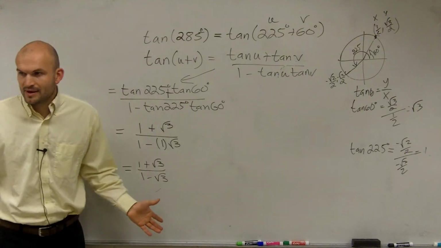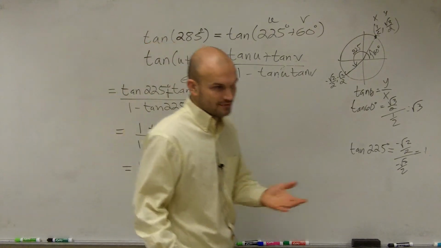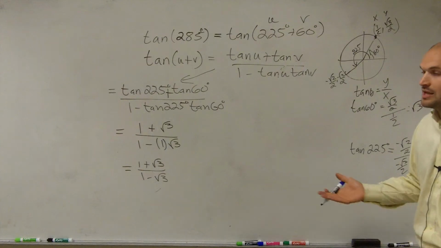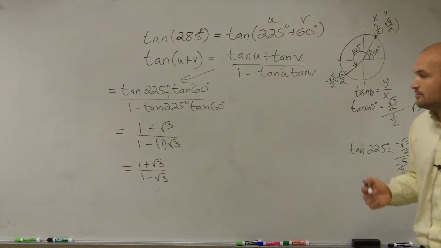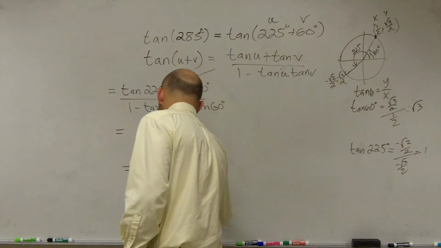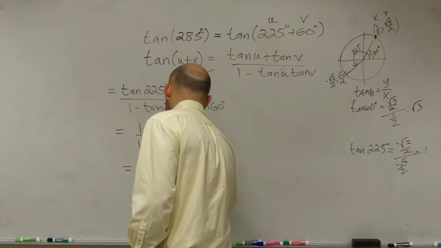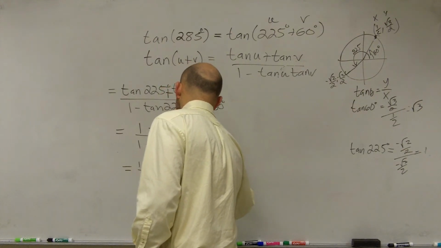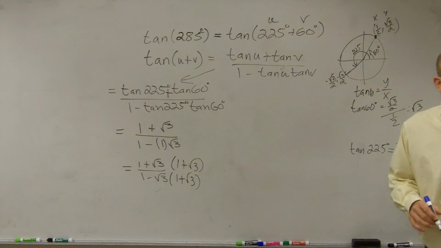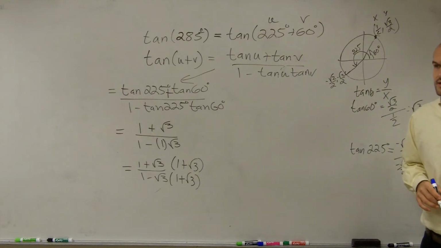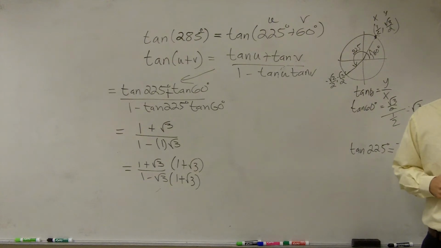Well, ladies and gentlemen, when we have a problem like this, if you get to this point, now we need to rationalize the denominator. So we need to multiply by the conjugate, which will be 1 plus the square root of 3 over 1 plus the square root of 3. So you got to multiply by the conjugate to get your radical off the bottom. Now, do you guys want me to go through the multiplication?